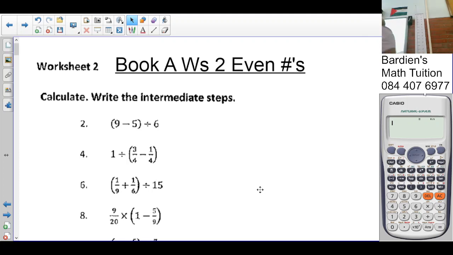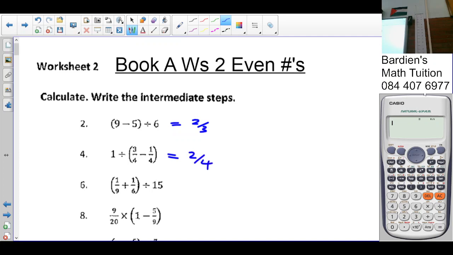The first answer is 2 over 3. You all agree with that? The next one is 2 over 4, which is a half. It's a half. 2 over 4 is half. Good. If you got 2 over 4, it is half. But I don't think that is right. Let's see. Okay, so this one I disagree. I'm going to come back to that one.